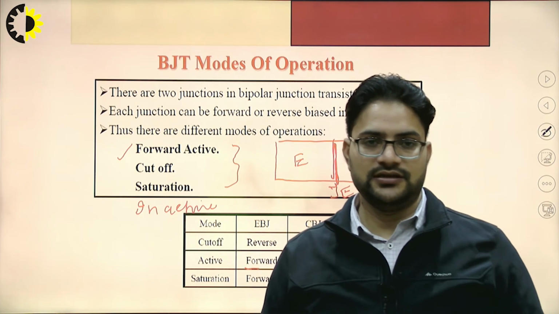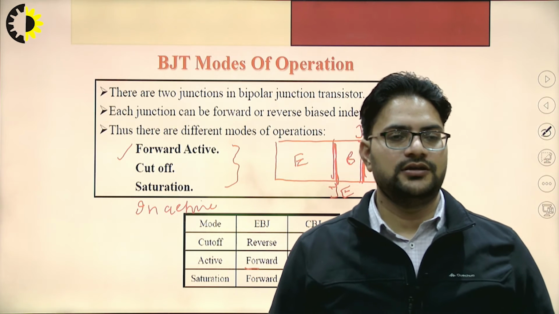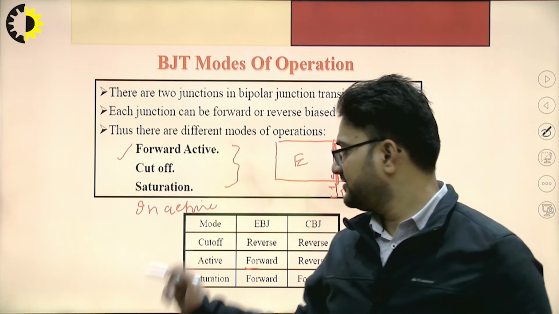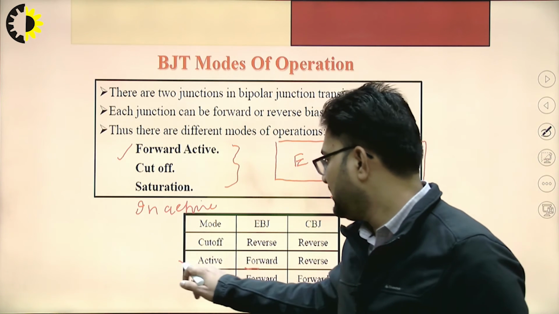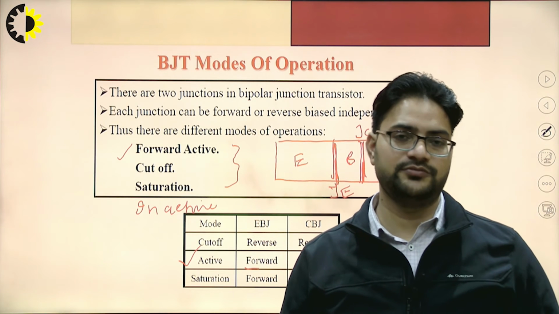And the last one is the inactive mode. In this mode, the emitter-base junction is reverse bias and the collector-base junction is forward bias, which is the opposite of the active mode. So these are the four modes of operation.